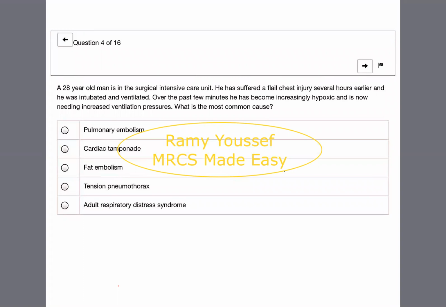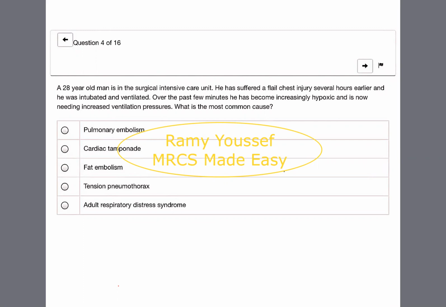A 28-year-old man is in the surgical intensive care unit. He suffered a flail chest injury several hours earlier, and he was intubated and ventilated. Over the past few minutes, he has become increasingly hypoxic and now needs increasing ventilation pressure. What's the most common cause? Pulmonary embolism, cardiac tamponade, fat embolism, tension pneumothorax, or adult respiratory distress syndrome.